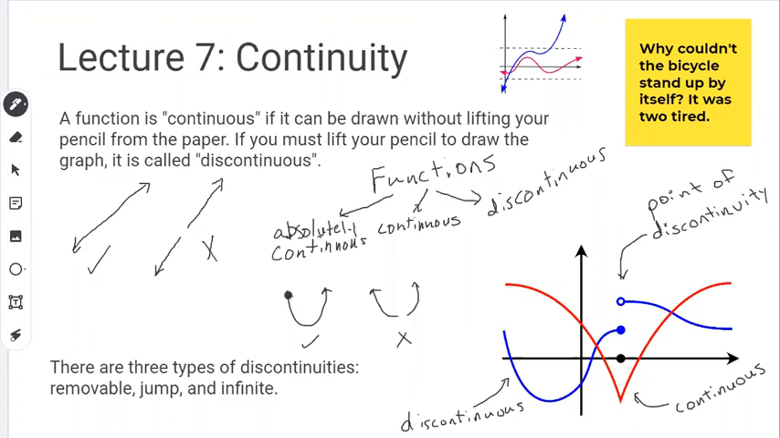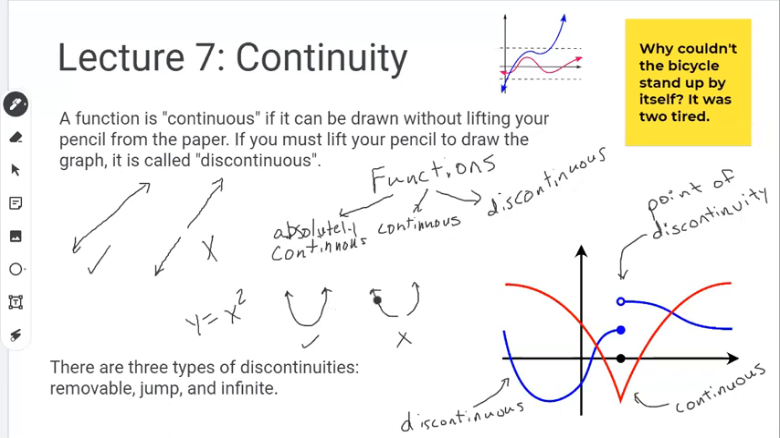So down here, I have an example of a parabola that I graphed. You could say that this function is y equals x squared. That's the quadratic function. And when you graph it, there's no gaps in the domain. You can draw this graph without lifting your pencil from the paper. So this would be a continuous graph.